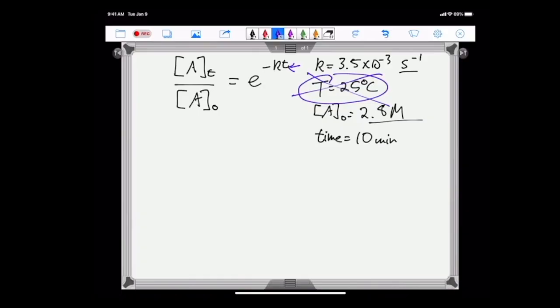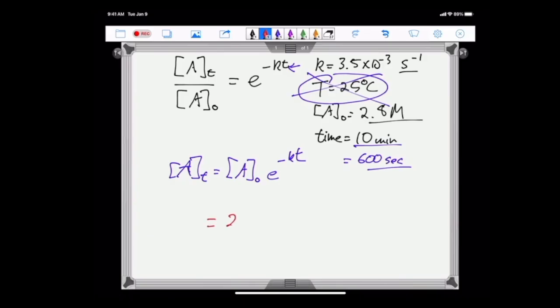So this time value here is not in seconds. We have to convert it. That's equal to 600 seconds. So if we complete this out, A at time 0 is 2.8, which means A at time t is equal to A at time 0 multiplied by e to the minus kt.